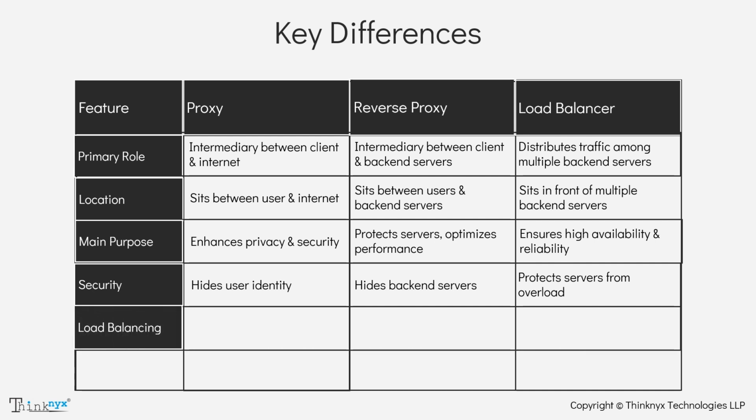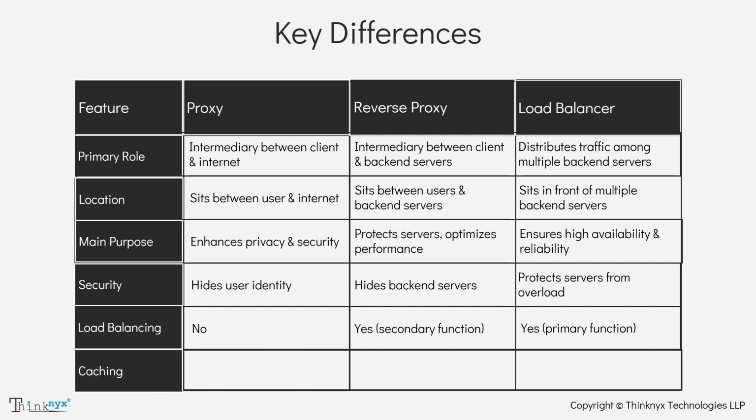Load balancing capability. A proxy does not perform load balancing. A reverse proxy can provide load balancing as a secondary function, distributing traffic among backend servers. A load balancer, however, is specifically designed to balance load across multiple servers as its primary function. Caching functionality. A proxy and a reverse proxy can cache content to improve performance and reduce latency. However, a load balancer does not typically perform caching, as its primary function is traffic distribution.